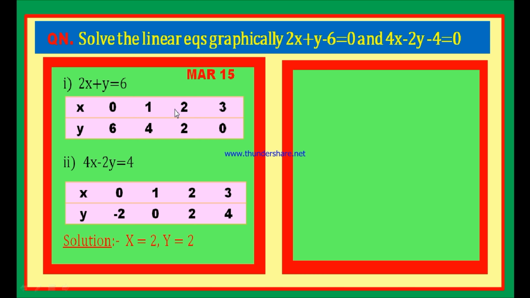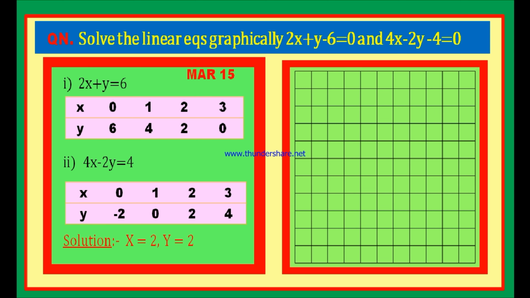Then substitute x is equal to 2. 2 twos are 4 and y is equal to 6 minus 4, which is 2. Therefore the point is (2, 2). Then substitute x is equal to 3. 2 into 3 is 6, and taking 6 to the other side, y is equal to 6 minus 6, which is 0. Like this you can form the points. Now after that, go for the graph sheet.